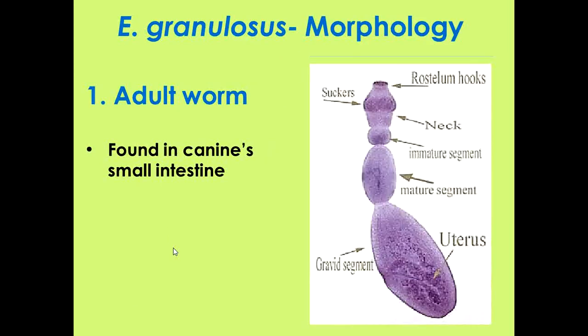Now let's talk about the morphology of Echinococcus granulosus, the forms in which it can exist. So there are three forms, just like Taenia species. There is an adult worm, there is a larval form, and there is an ovum or egg form. Now let's first have a look at the adult worm.